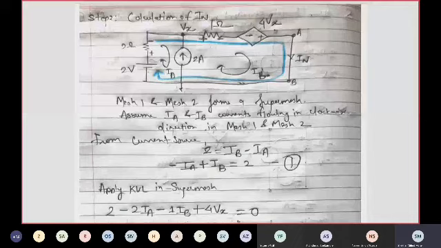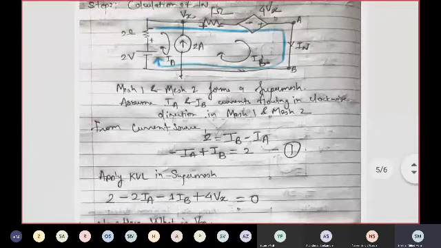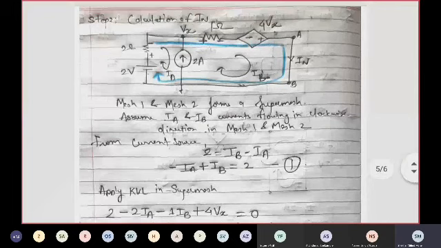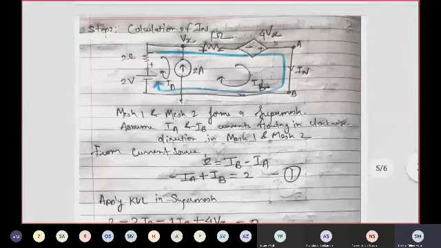Assumption can be different. Here I am assuming IA and IB both are flowing in the clockwise direction for this particular circuit. What is my target here? I have to find IN, and IN is the same as IB. So I have to find IB.